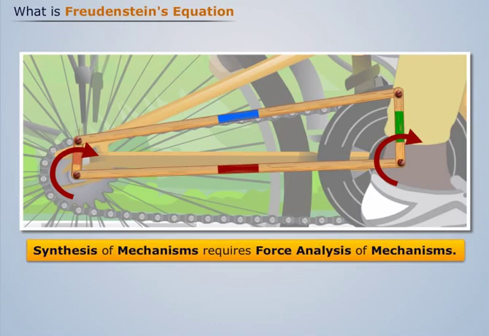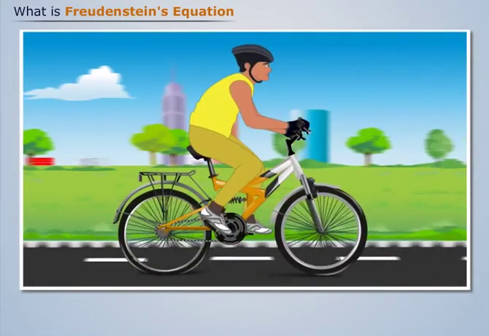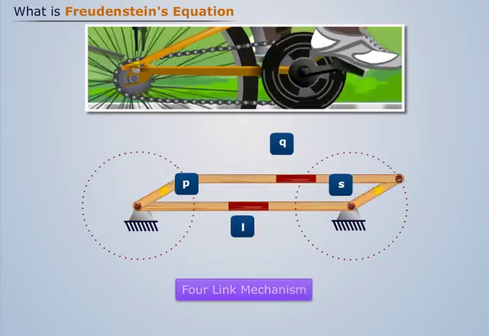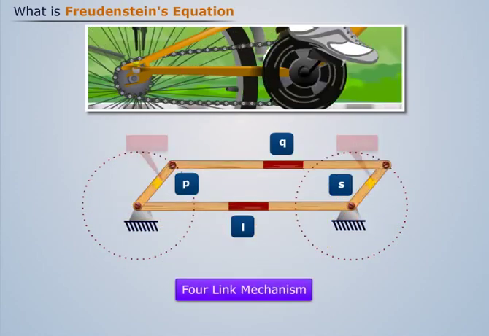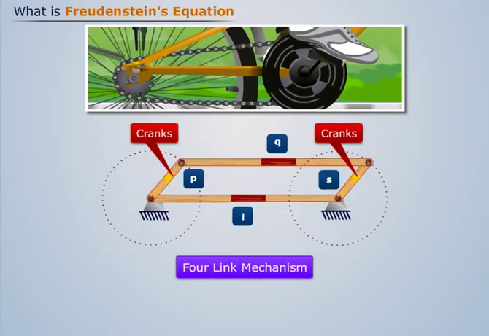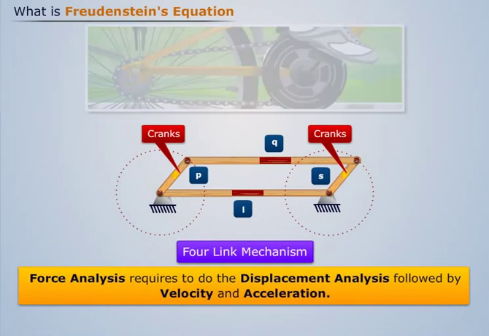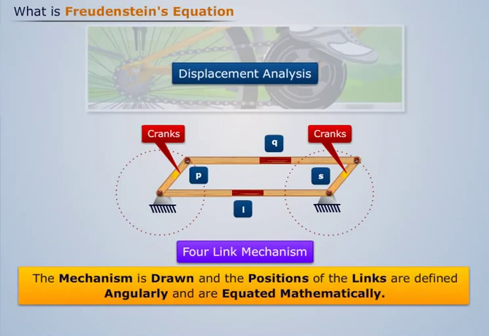You must have ridden a bicycle. The pedaling mechanism of a bicycle works on a 4-link mechanism with double cranks. Now, to do the force analysis of this mechanism, it requires doing the displacement analysis followed by velocity and acceleration.